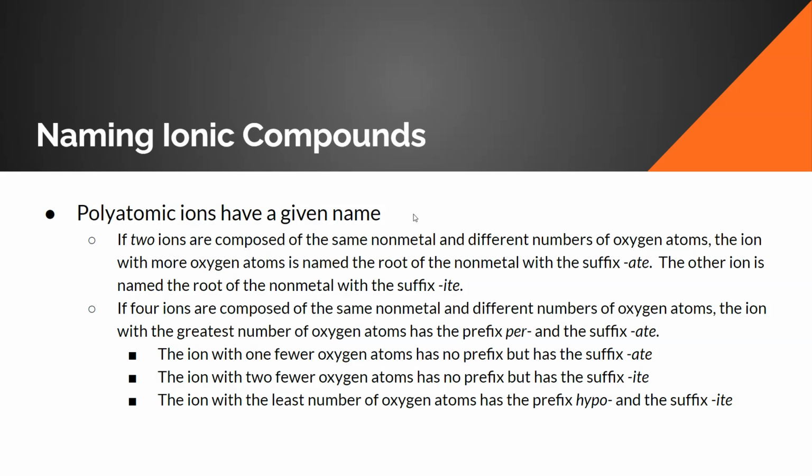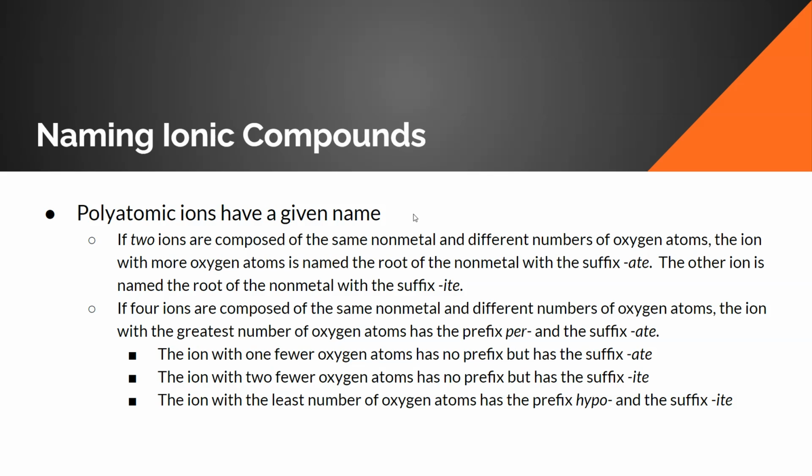So if it's two ions that have the same nonmetal and different numbers of oxygens, then the one with more oxygens has the suffix -ate, and the one with fewer oxygens has the suffix -ite. So for example, NO3 with a -1 charge is a nitrate ion, and NO2 with a -1 charge is a nitrite ion.